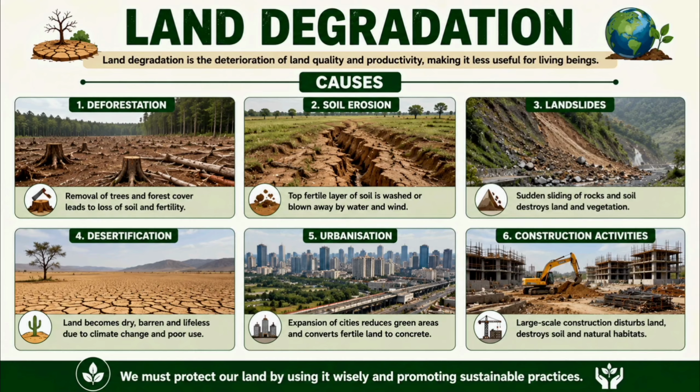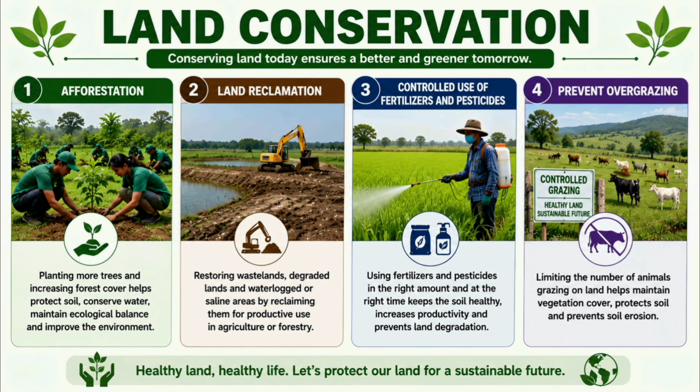Desertification. Land becomes dry, barren and lifeless due to climate change and poor use. Urbanization. Expansion of cities reduces green areas and converts fertile land to concrete. Construction activities. Large-scale construction disturbs land, destroys soil and natural habitat. We must protect our land by using it wisely and promoting sustainable practices. Land conservation. Conserving land today ensures a better and greener tomorrow.